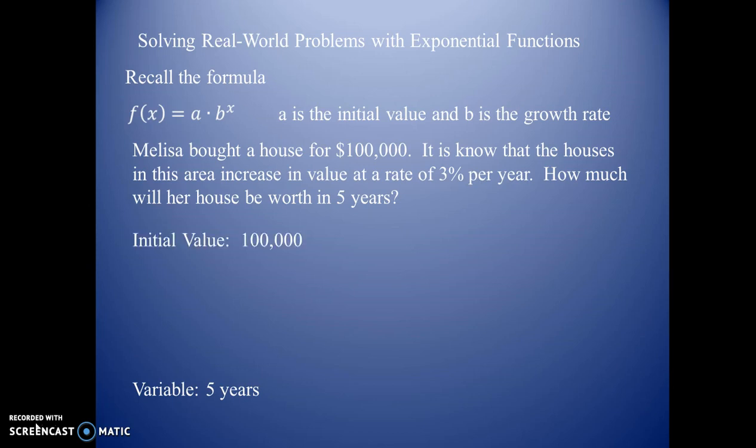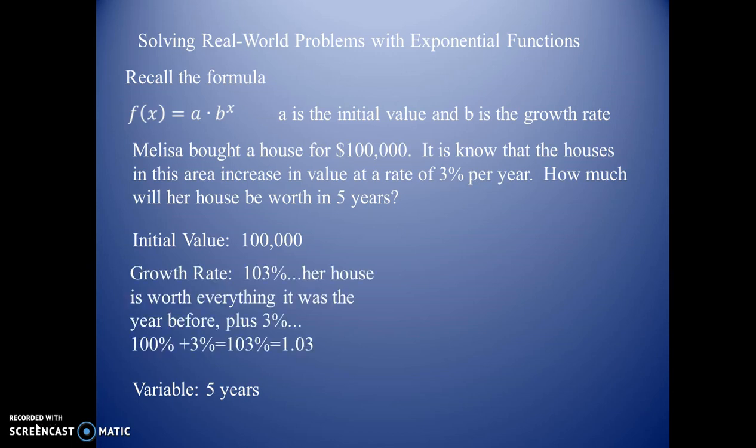So what's my initial value? $100,000. That's how much she bought the house for. All right, this is the important part. Her growth rate is actually 103%. Her house is worth everything it was last year. Everything means 100% plus an additional 3%. 100 plus the 3 is 103%.